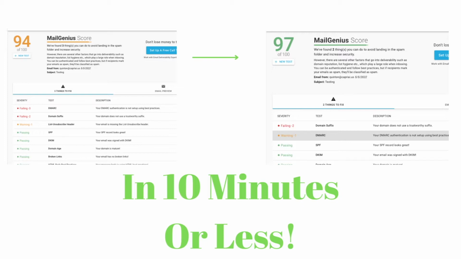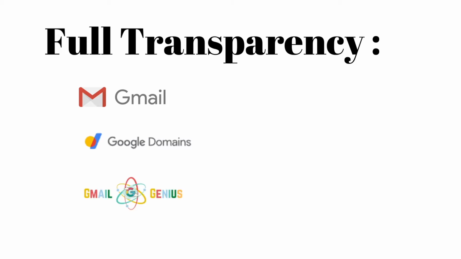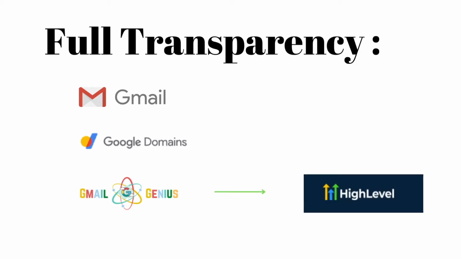So full transparency here, the tools that I'm using: Gmail, that's who I send email with. Google Domains, that's who hosts my domains. And then Gmail Genius is the app that's actually sending the message on behalf of me. And Gmail Genius right now does only integrate with Go High Level. So that's just full transparency of the tools I'm using while doing these tests.